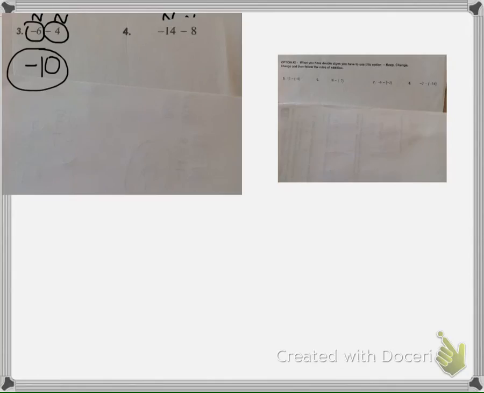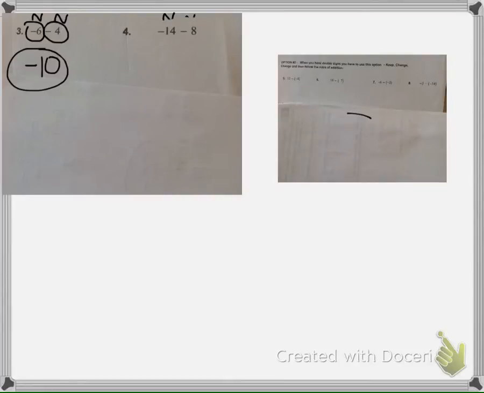Okay, your next option, when you have double signs, and if you look at these examples, 5, 6, 7, and 8, they all have what's called double signs. Do you see how you have the minus the negative, minus the negative, minus the negative? Those are called double signs, okay? Whenever you have double signs, you have to choose this option, which is called keep, change, change. That's what I call it.